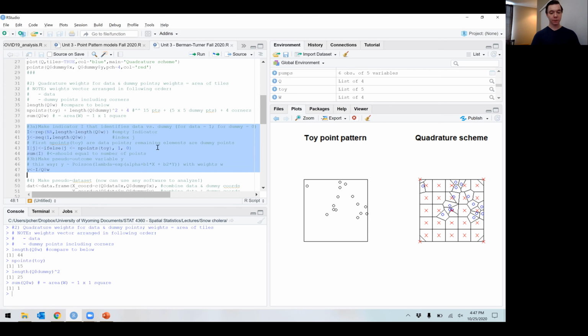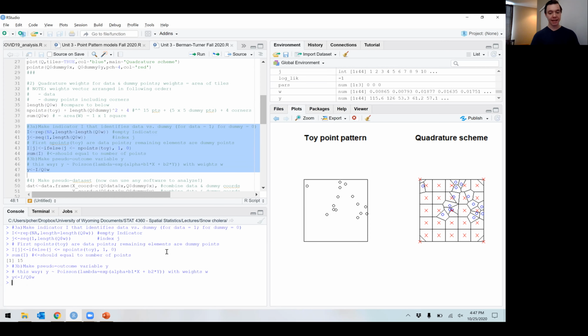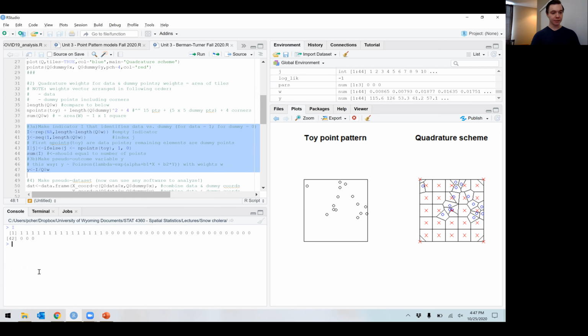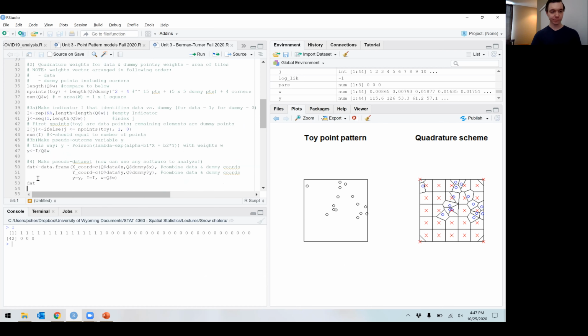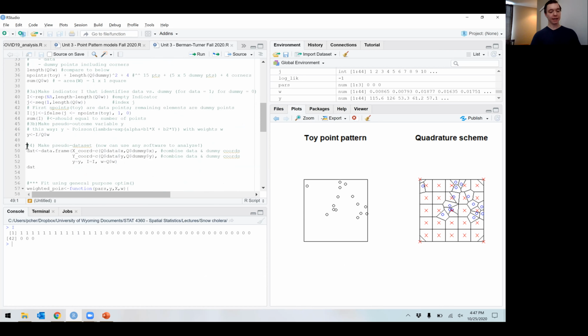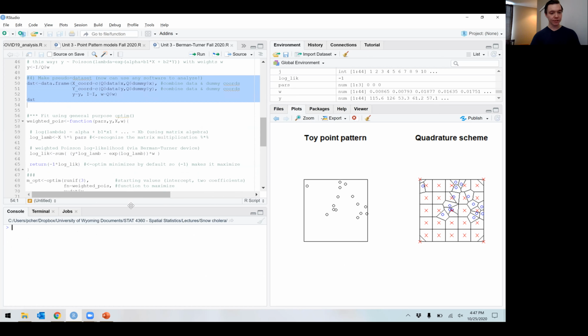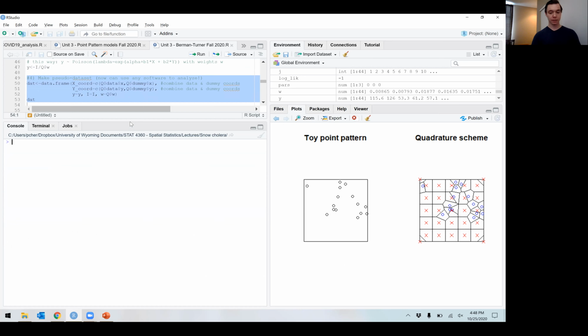This next bit of code figures out the indicator function and the pseudo variable. Let me output that indicator function again. The first 15 are ones because that's data. The next however many through 44 are zeros because I'm dealing with dummy points. Here is where I am. I now put it all together into a single data frame, and now we can analyze it using whatever software we'd like. So run it.